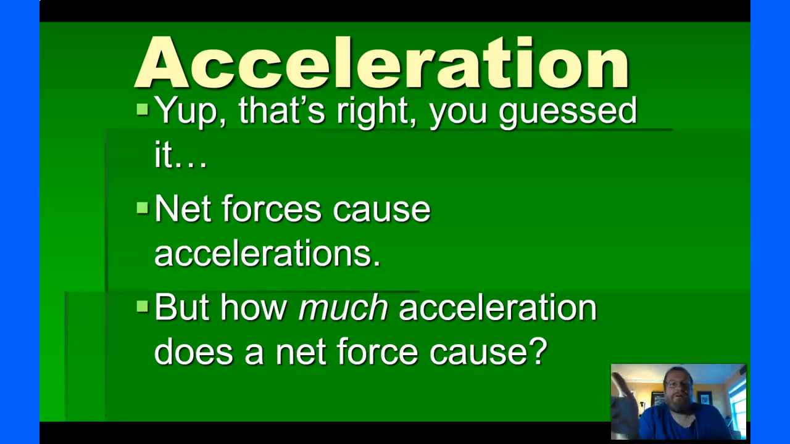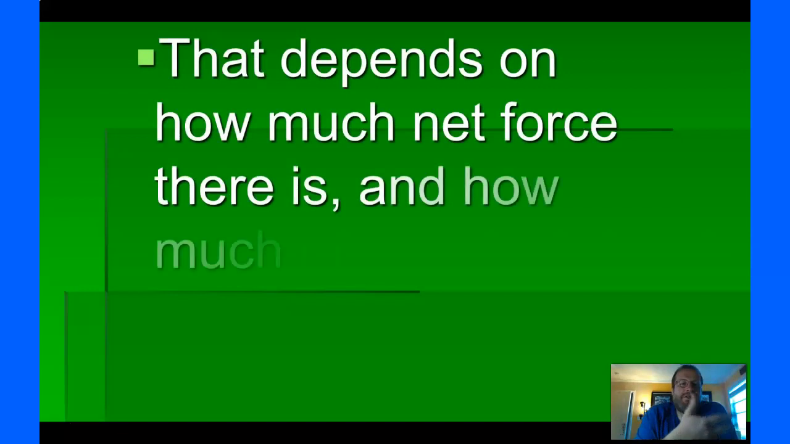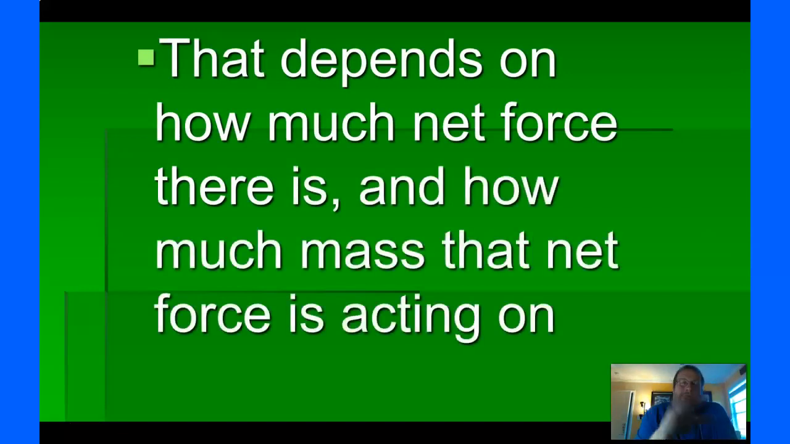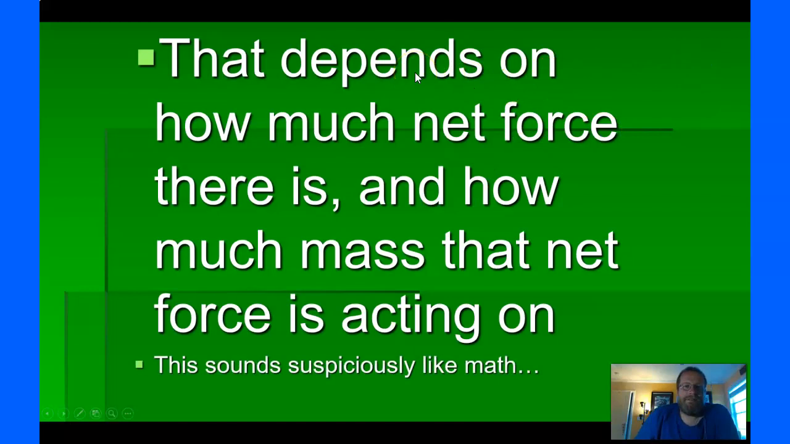Net forces cause accelerations. But how much acceleration does a net force cause? That's Newton's second law. It depends on how much net force there is and how much mass that net force is acting on. I'm going to explain it to you. Give me time. All right? And yes, this is going to be math. Yay, math. Okay.